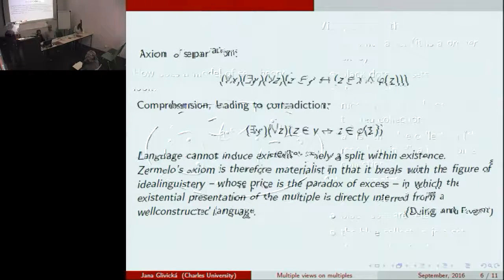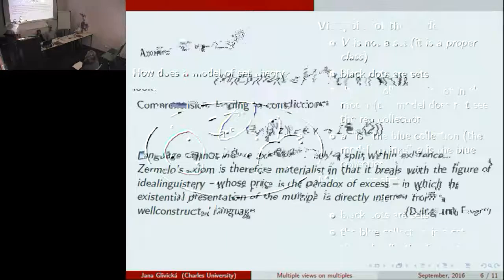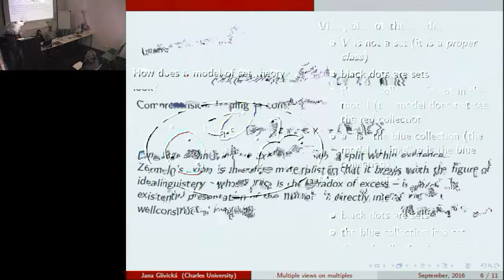corresponds to what Badiou calls a situation. It's some multiple with some, let's say, operation count as one. And this operation count as one was what was represented by those black arrows, in a sense.